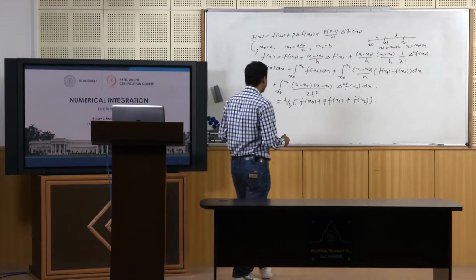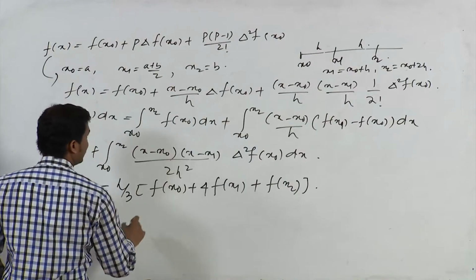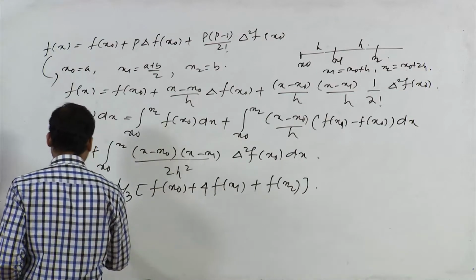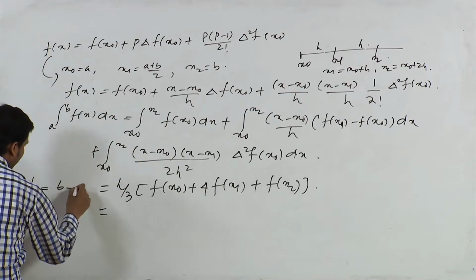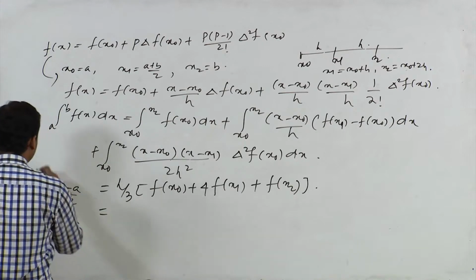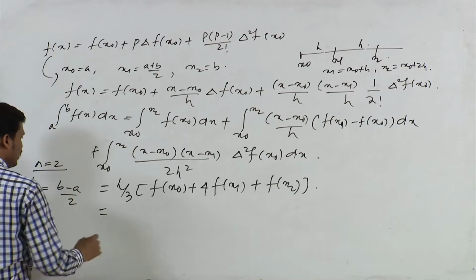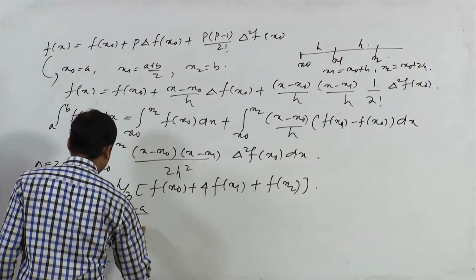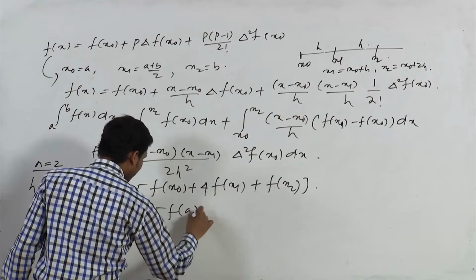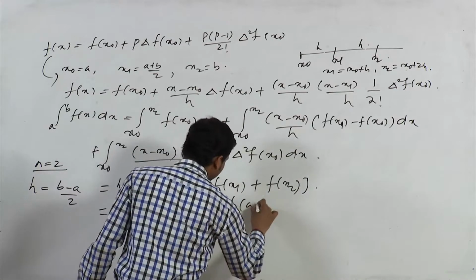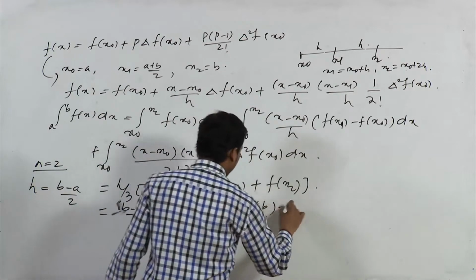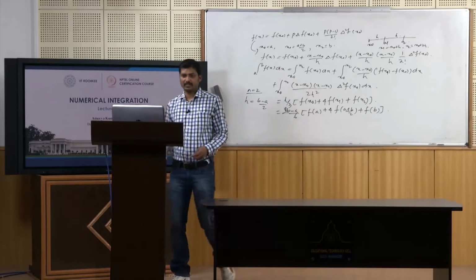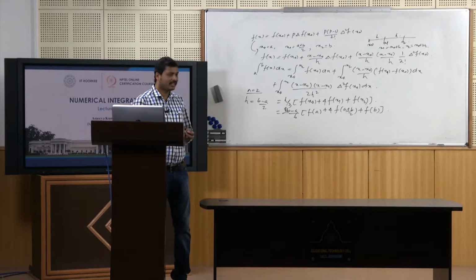And directly we can also write, since h is expressed as b minus a by 2, since n is 2 here, this as b minus a by 6 times f of a plus 4 f of (a plus b) by 2 plus f of b. In terms of a and b, this formula can be represented in this form. This is called 1 by 3 Simpson's rule.